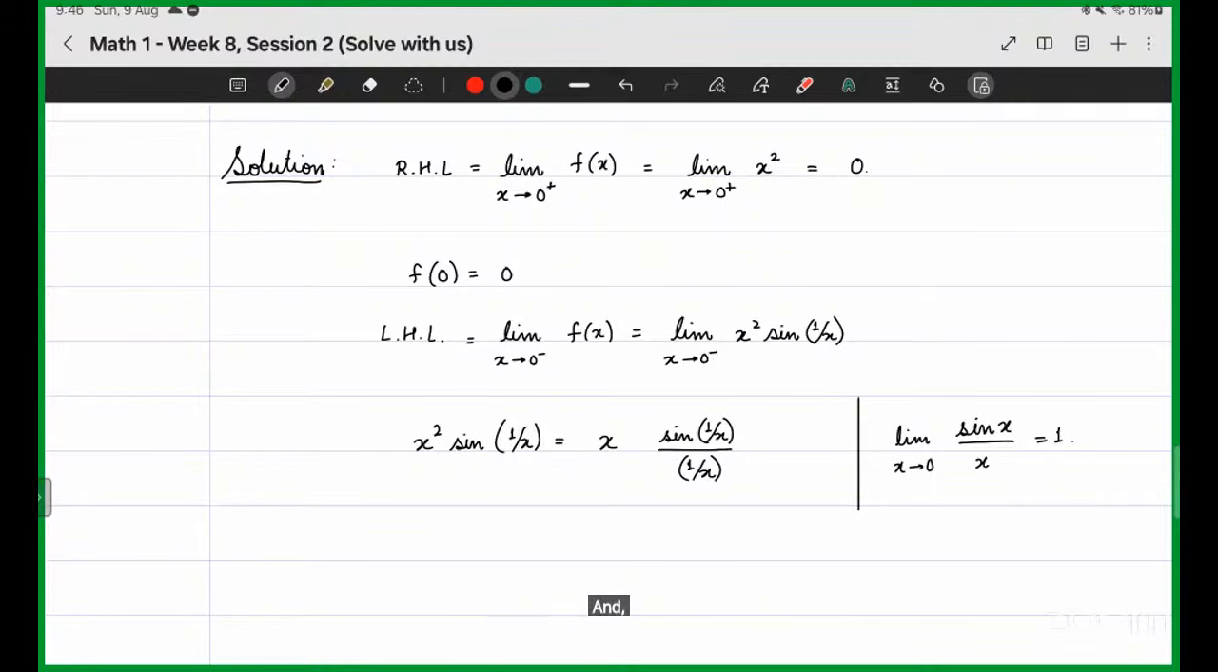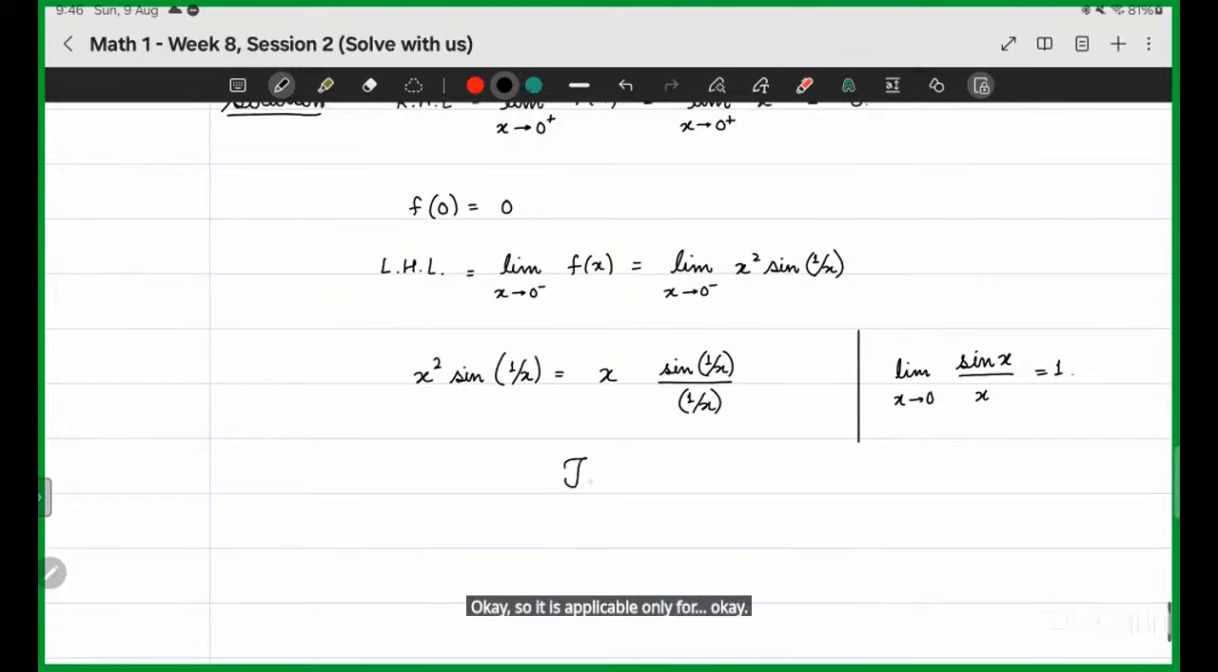L'Hopital's rule, as we are getting infinity by infinity. No, sine of infinity doesn't go to anything, right? It doesn't go to infinity. It does not go to infinity, because sine is always a function between -1 and 1. How will it go to infinity? So okay, this method doesn't work.